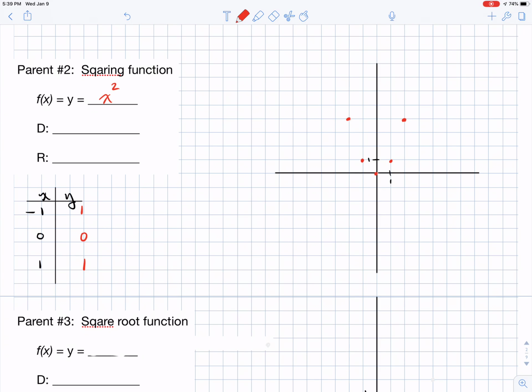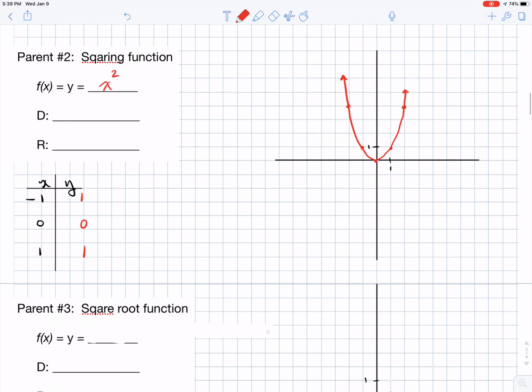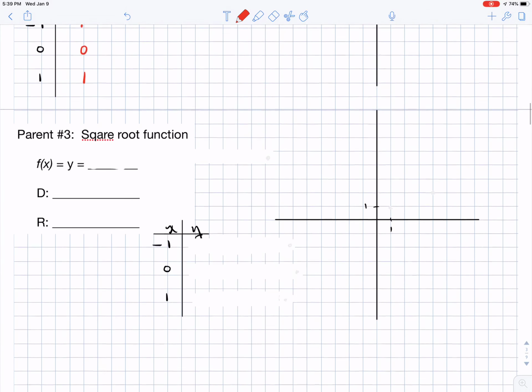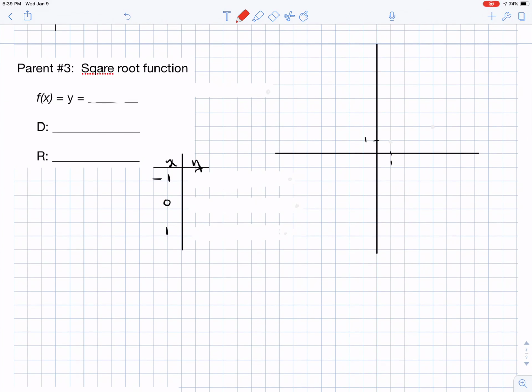This is going to be the quadratic function or the parabola. And actually, chapter 3 is about nothing but quadratics. So everything in chapter 3 is all quadratics. So we'll really dive into that deeply when we get to chapter 3. Again, fill out the domain and range for your embedded question.